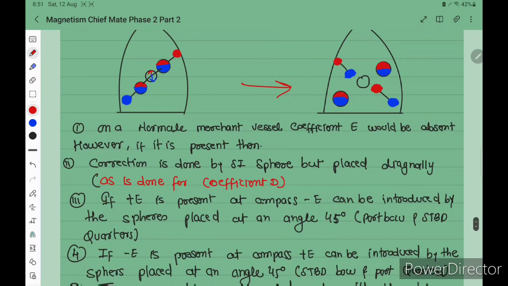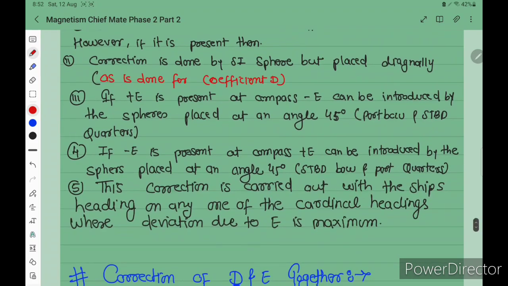On a normal merchant vessel, how is the coefficient corrected? If there is a correction in the question, you have to write this: on a normal merchant vessel, coefficient E would be absent; however, if it is present, then correction is done by soft iron spheres placed diagonally, as is done for coefficient D.